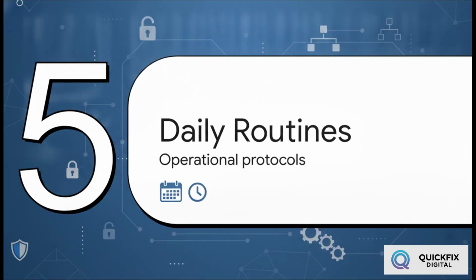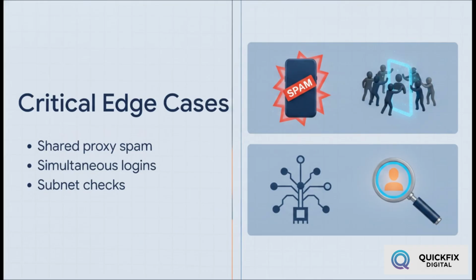Finally, Section 5, Daily Routines for Safety. All the tech in the world won't save you if your daily habits are, well, a little sloppy. So let's talk about a few critical edge cases. If you're on a shared proxy plan, you are inherently taking on historical risks. If another buyer used that same mobile network address for a massive spam campaign, that node is under major scrutiny, which exposes you to cross-contamination.